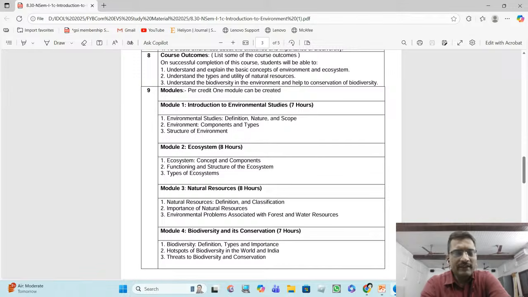I will quickly go through the overview of syllabus and evaluation pattern, and then we will start with our lecture. There are 4 modules. First module is Introduction to Environmental Studies, wherein we will be talking about definition, nature, and scope of environmental studies.